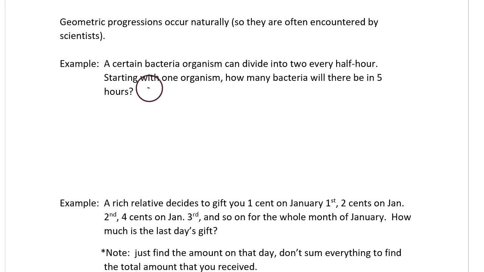At the start, at the 0 hour mark, there is one organism. At the half hour mark, that would have split into two organisms. There would be two of them. At the 1 hour mark, each of those would have split into two, and there are now 4 organisms. At the 1.5 hour mark, each of those split into two. Now there are 8 organisms, and so on. This is a geometric sequence where every time it's multiplying by 2, so our value of r is 2.